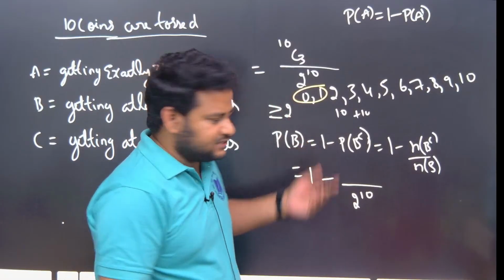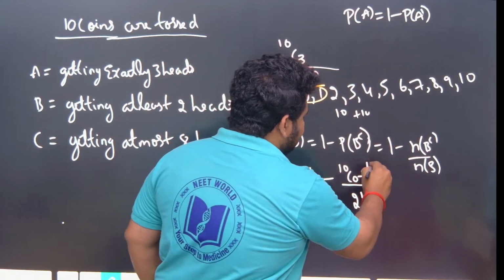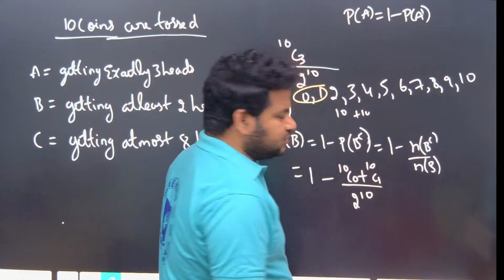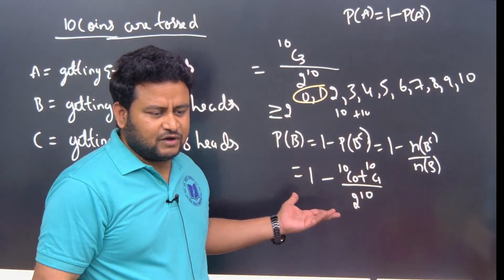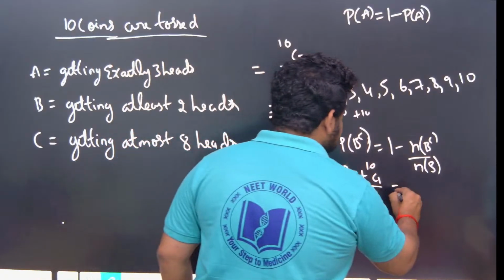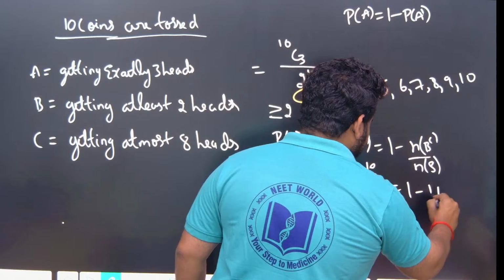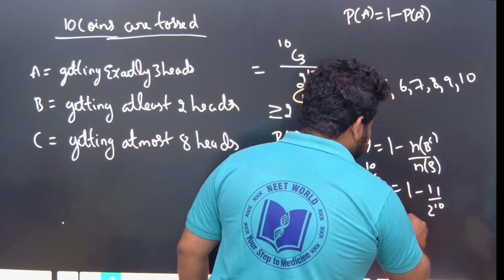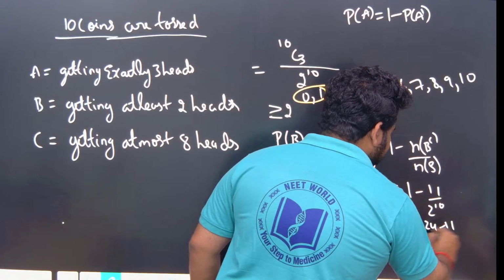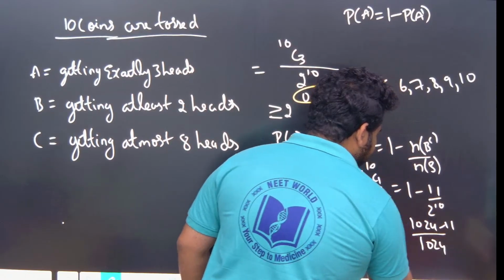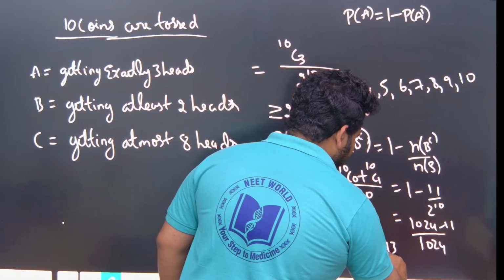Number of ways of getting 0 heads is 10C0. So this will be 10C0 plus 10C1. 10C1 is 10 itself, and 10C0 is 1. So this gives us 1 minus (1 plus 10) is 11 by 2 power 10. Solving this, it is 1024 minus 11 by 1024. 1024 minus 11 is 1013 by 1024. That's the answer.